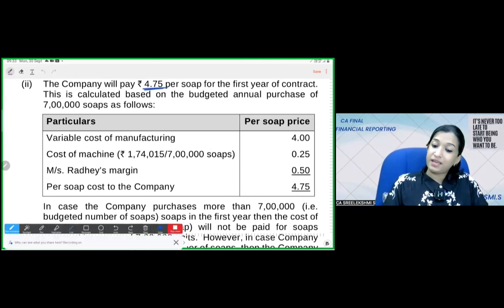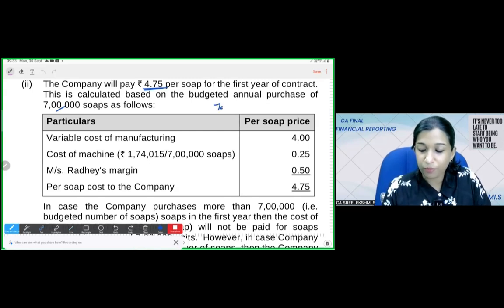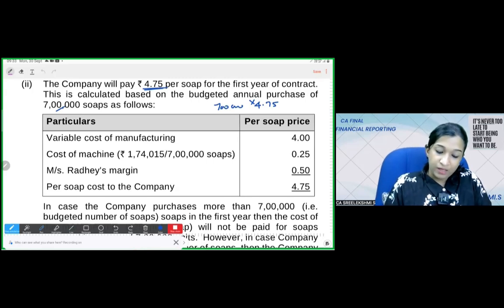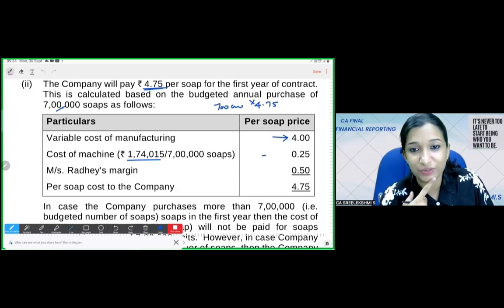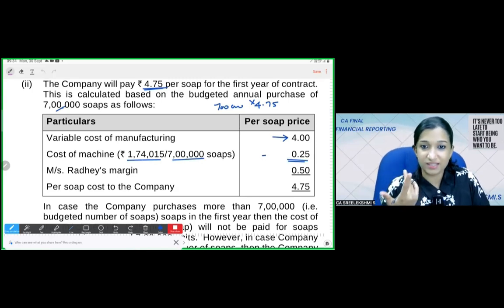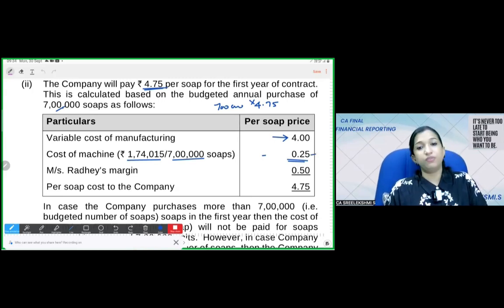This is calculated based on the budgeted annual purchase of 7 lakh SOPs as follows. So the company believes the company will buy 7 lakh SOPs. So for one SOP, they are paying 4.75. And they show the breakup of this 4.75 as below. Variable cost 4. Cost of machine 1 lakh 74,015 divided by 7 lakhs. What is this 1 lakh 74,015? I don't understand. Let's see. 0.25 is Radhe's margin. So that is how they are charging 4.75.